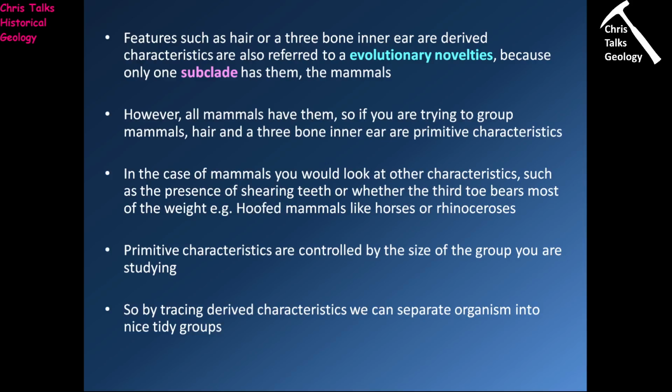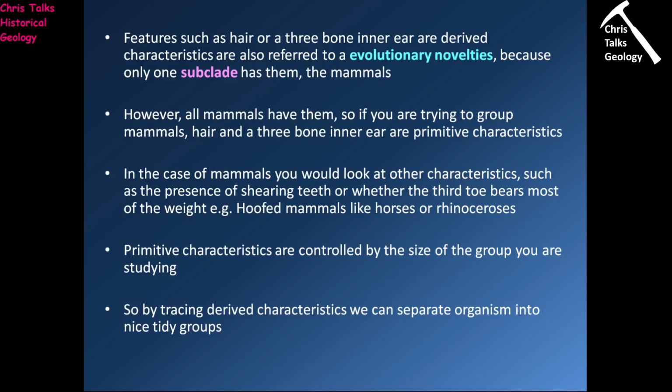So features such as hair or a free-boned inner ear are derived characteristics, and these derived characteristics are also sometimes referred to as evolutionary novelties. So remember, this is a characteristic that's going to allow you to separate an organism from the rest of the group. So they are considered to be evolutionary novelties because only one subclade has them. That's the mammals. So all mammals will have a free-boned inner ear and hair. Compare that to a reptile, which doesn't have either. So obviously you can split the two into separate groups based on those characteristics.